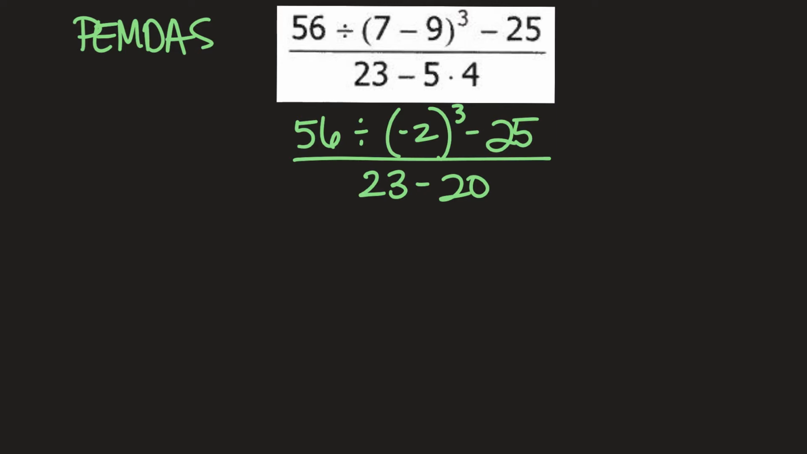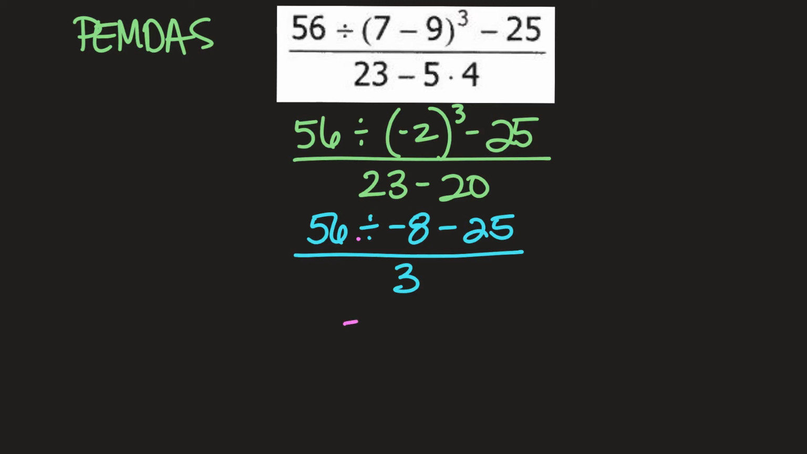So in the top, what's in the parentheses is already taken care of. So then I go to exponents. So I have 56 divided by negative 2 cubed, which is negative 8, minus 25, all over 23 minus 20, which is just 3. So then I go back to the numerator and I need to deal with that division. So I have 56 divided by negative 8 is negative 7, minus 25, all over 3.